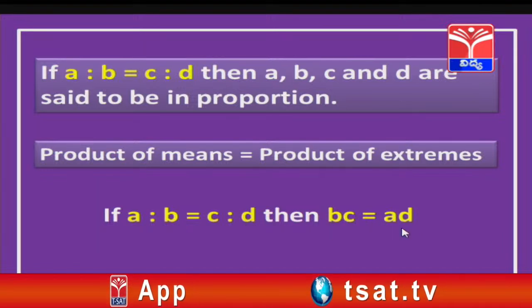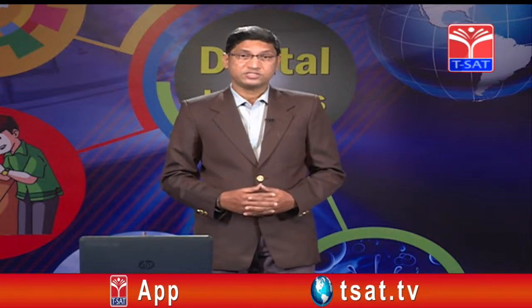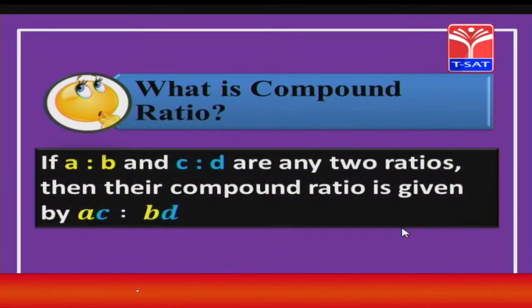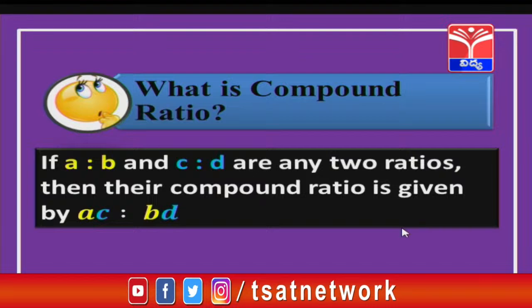So, children, apart from this, do you know what a compound ratio is? If A is to B and C is to D are any two ratios, then their compound ratio is given by AC is to BD.